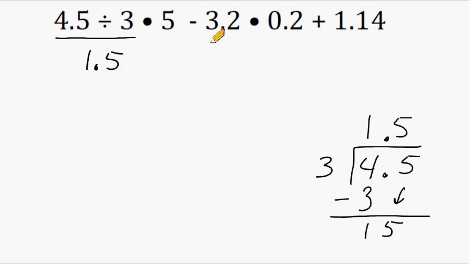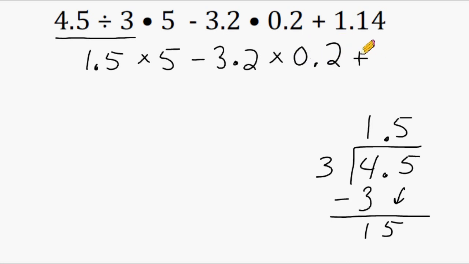Next, we bring down all of the parts of the expression we did not do in the previous step. So I'm going to bring down the multiplication symbol, the 5, the subtraction sign, 3.2, another multiplication sign, 0 and 2/10 we have to bring down, and at the end we have to add on to that 1 and 14/100ths.